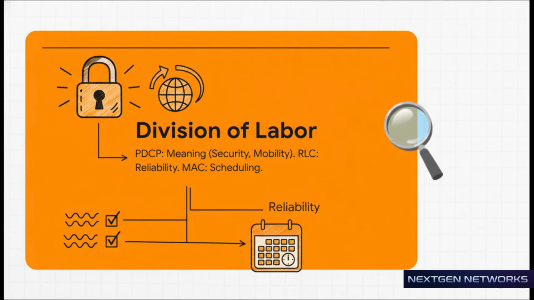This is a brilliant division of labor, really. PDCP cares about the meaning of the data. It's asking the big questions. Is this secure? Is the user moving around? Do we need to compress this? Meanwhile, the layer below it, RLC, is just focused on one thing, reliability. Did the packet actually get there? And then you have MAC, the scheduler, whose only job is to decide when to send it. See? Three totally distinct, super important jobs.